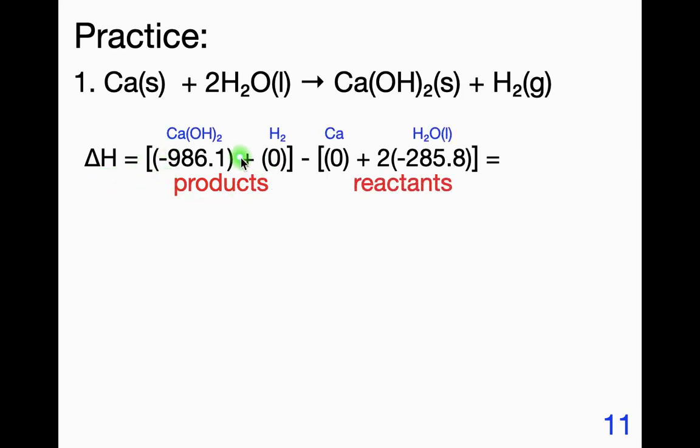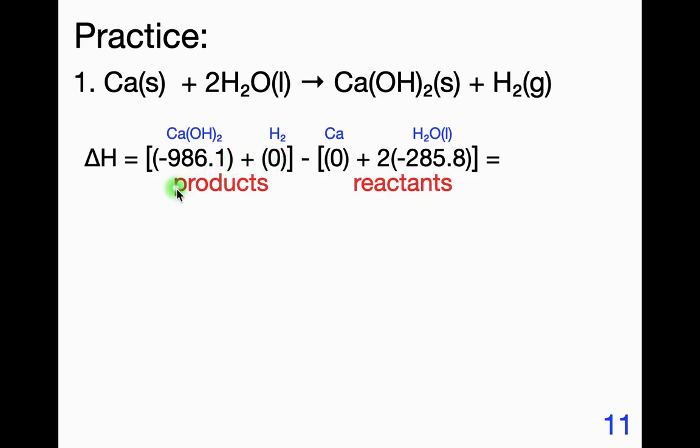So it's going to be the sum of the enthalpy of formation of the products, and that's what's in the brackets here, minus the sum of the enthalpy of formation of the reactants, and that's what's in the brackets here. Above each one of the numbers that are listed, I've written the compound it's in reference to. If you were to look up calcium hydroxide on the enthalpy of formation table, it's negative 986.1. Hydrogen is 0.